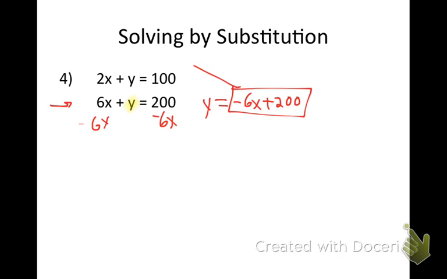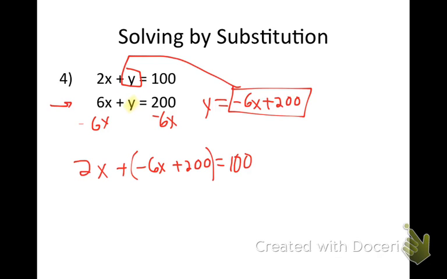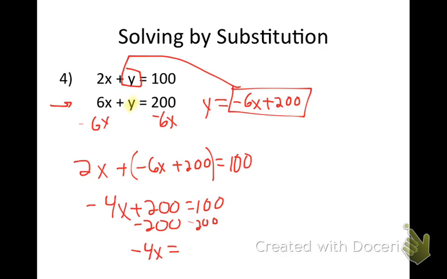Take what y equals. Substitute in place of y up here, right? So I get 2x plus -6x plus 200 equals 100, right? Combine like terms. -4x plus 200 equals 100. Subtract 200 over. -4x equals -100. And what's x equal, Katie? X equals 25.